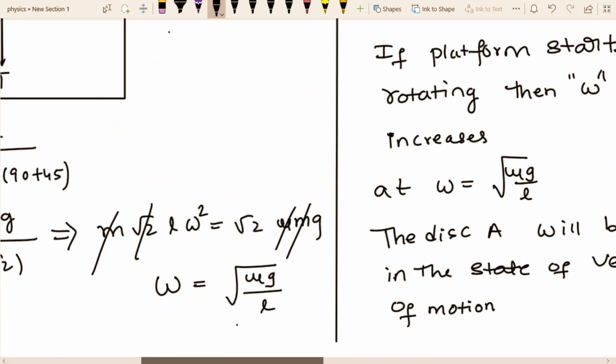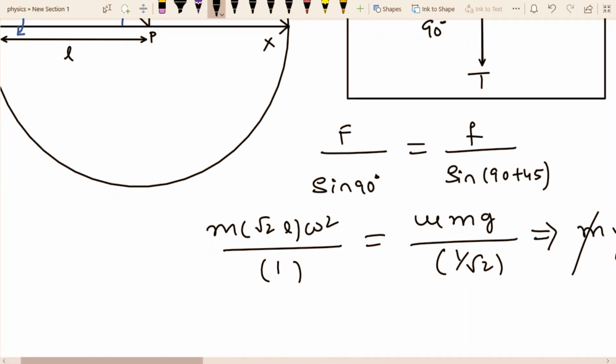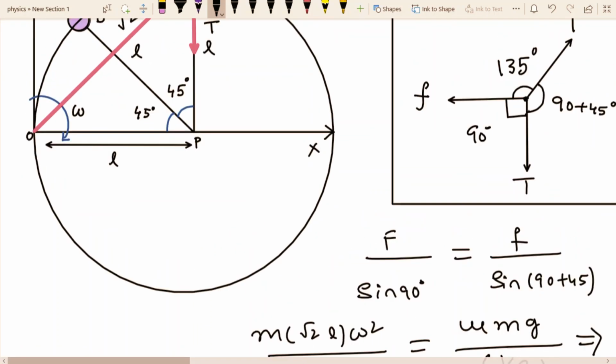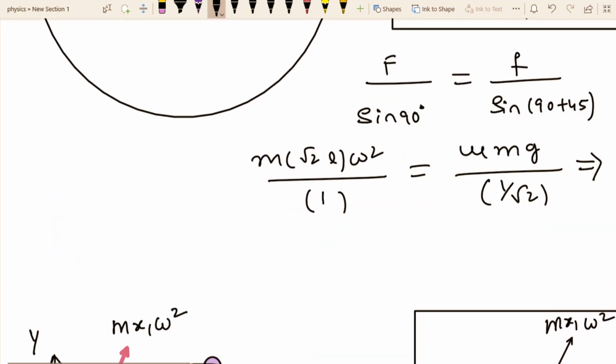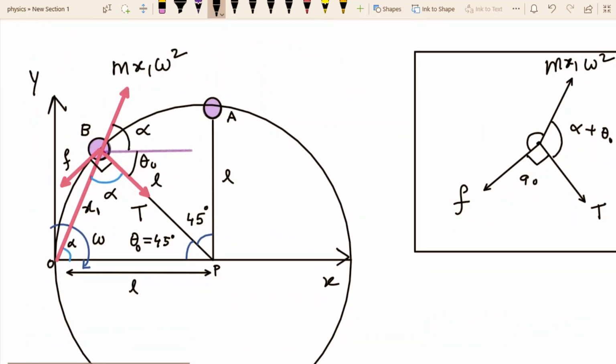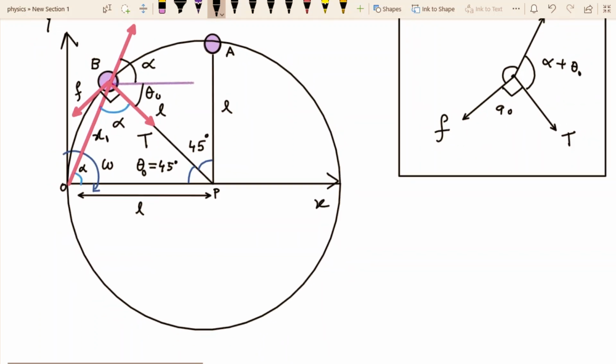Okay, now we have to figure out the angular speed of rotation of the platform at which the disk B will begin to slide. We have found the angular speed of rotation of the platform at which the disk A will slide. Now we have to find the angular speed of rotation of the platform at which the disk B will begin to slide. Now let us see that free body diagram. So this is the free body diagram of that case. All of you just see here.